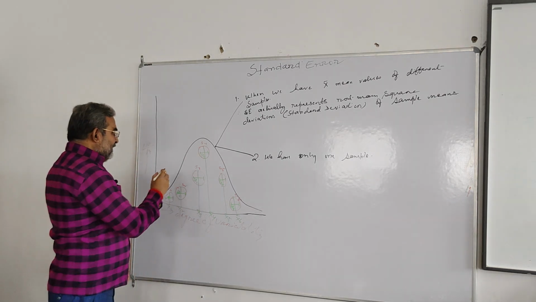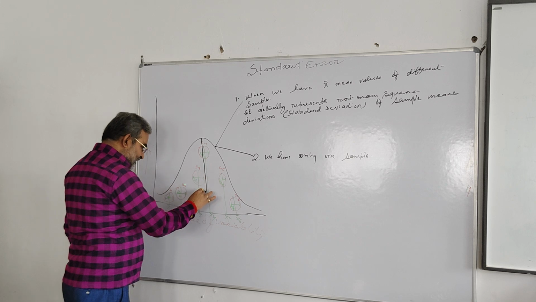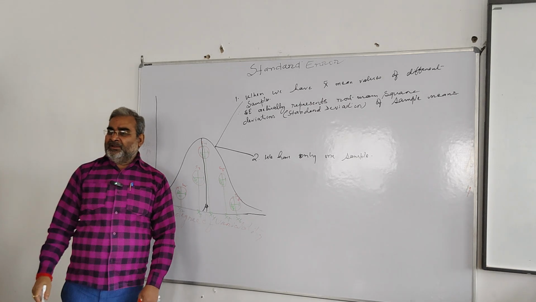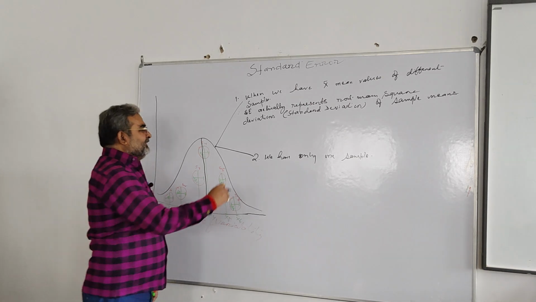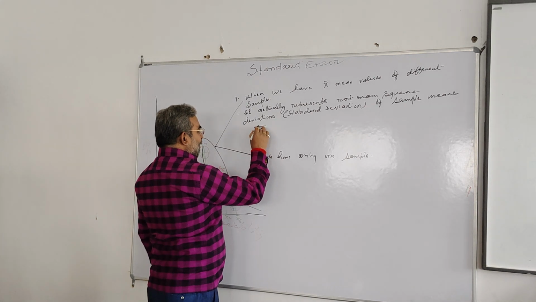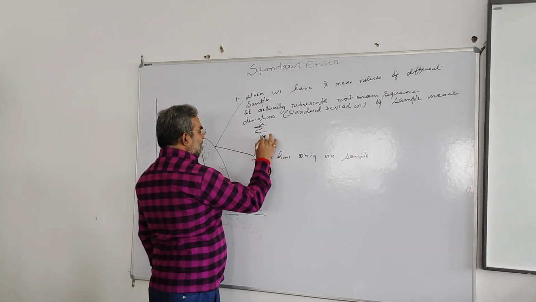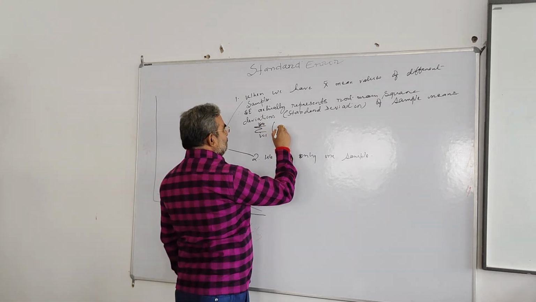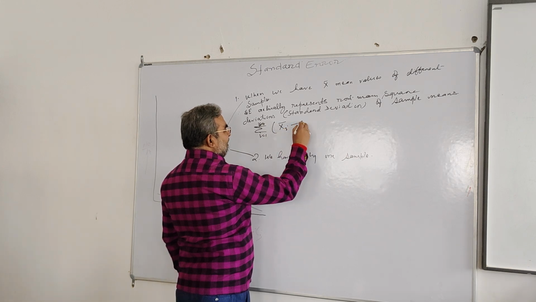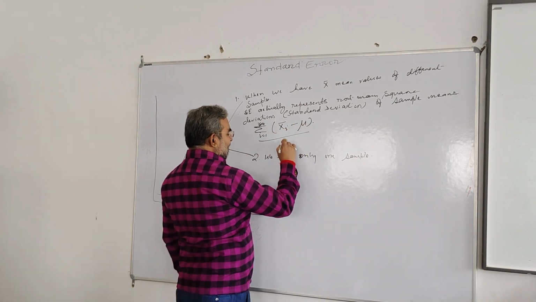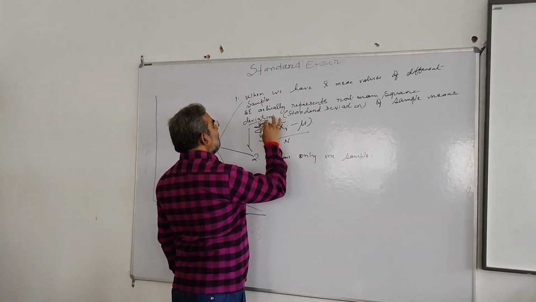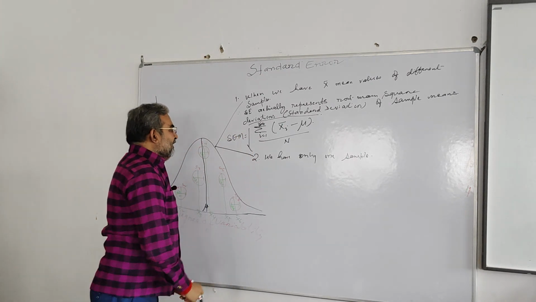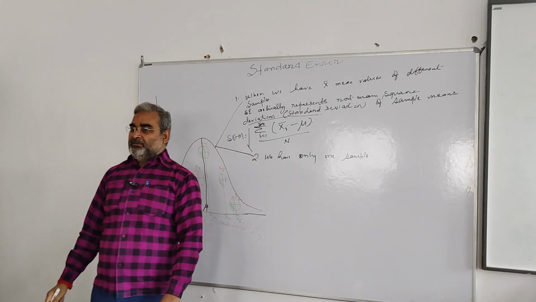And in this condition the population mean is represented by mu. That means, the square root of the summation of x bar i minus mu, divided by n. It is the SEM, standard error of means. Clear?